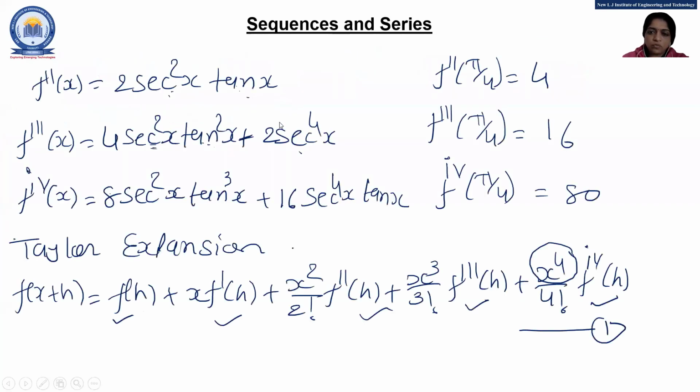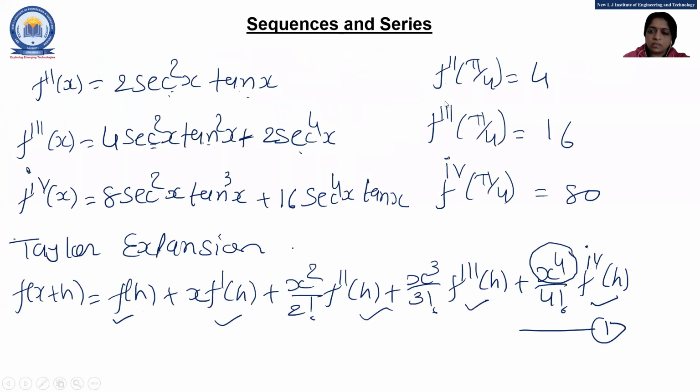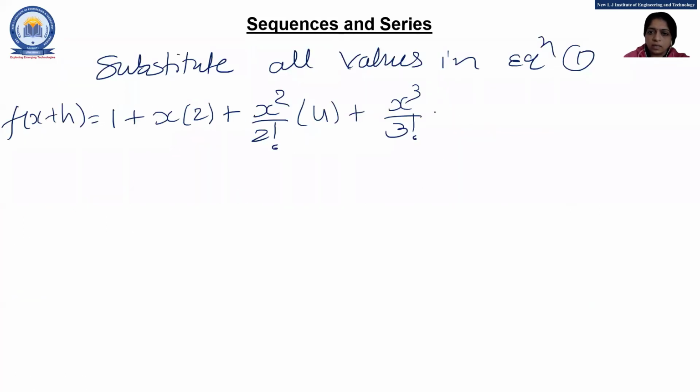What is my value of f triple dash, f double dash? That is 4. So here 4. The next, x cube by 3 factorial into f triple dash h, and that is 16, right? Here 16. And the next one, x raised to 4 upon 4 factorial into 80. As we want the expansion up to x raised to 4, we didn't write plus up to infinity.